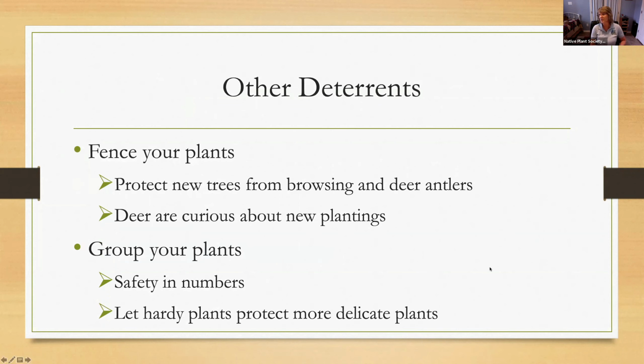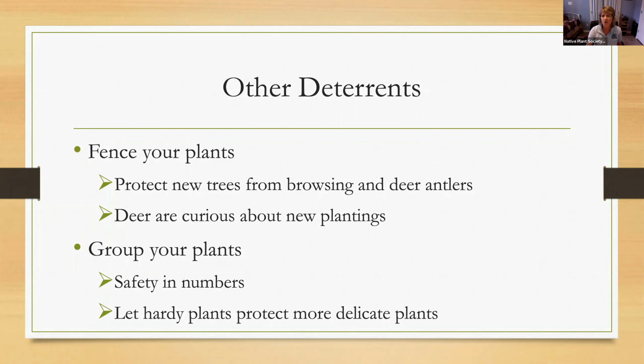Here's some other things you can do to deter the deer. You can fence your plants. I personally have lots of them, okay? And especially when you just put something in the ground, sometimes you only have to have that fence in place for 2 or 3 weeks. And once the deer have gotten over being curious about what you planted, they may leave it alone. You may be able to take that fence away. New trees can really get browsed. Remember our white-tailed deer are browsers. They eat leaves, they eat new tree shoots, things like that, okay? They don't really eat grass, so they're looking for all those lovely leaves to eat.